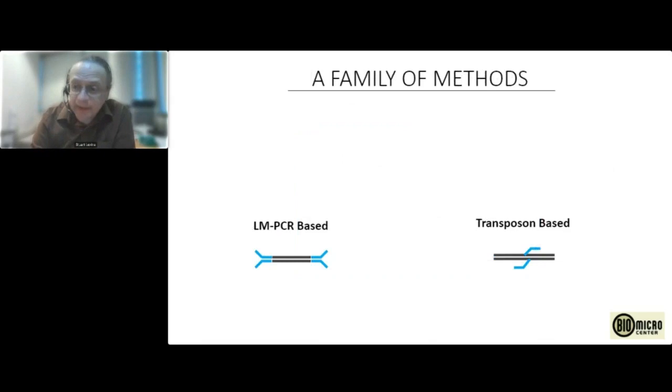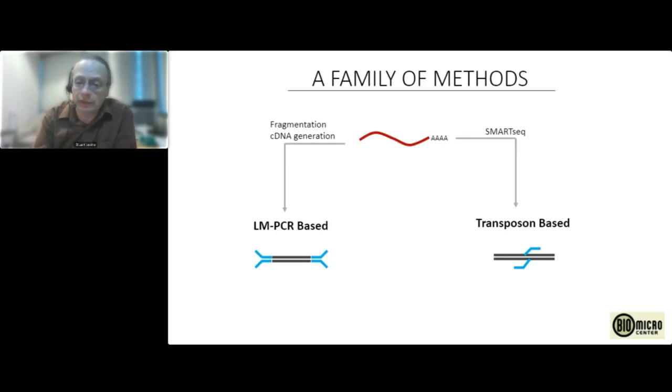So we've expanded this method beyond classic LMPCR. We have a whole bunch of methods it works for. So we can do classic LMPCR, we can do transposon-based, Nextera XT, Nextera Flex. And we can do RNA on top of this as well, whether it's ribosomal depletion, poly-A pull downs, but also fragmentation and cDNA generation, or SmartSeq-based template switching methods that will make full-length sequencing, all of which we've been able to miniaturize.